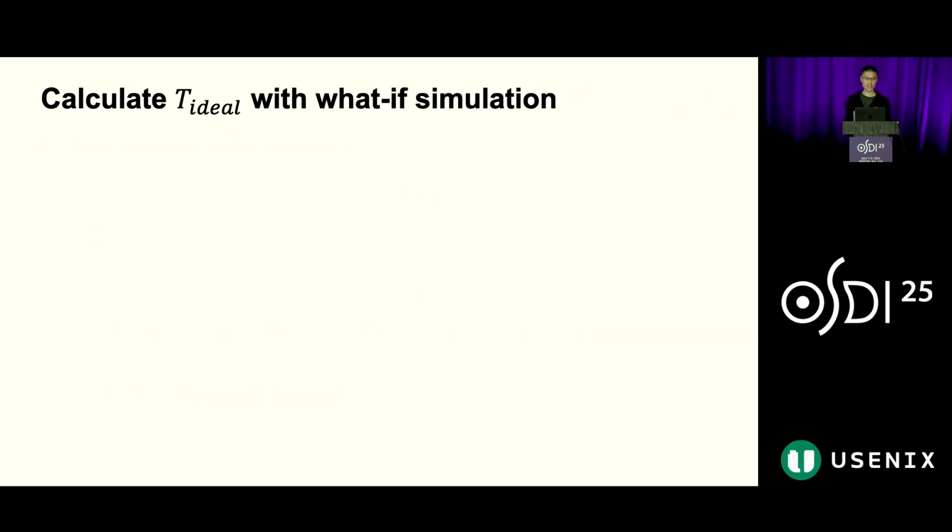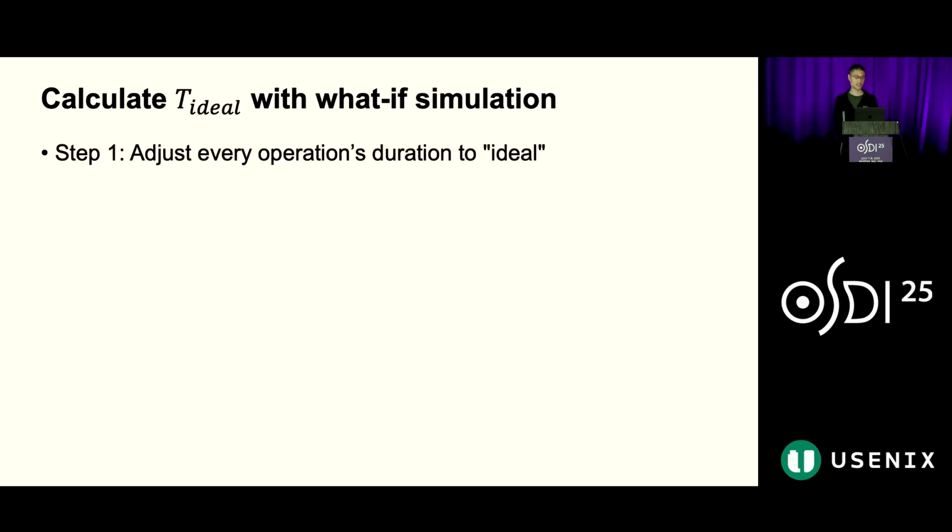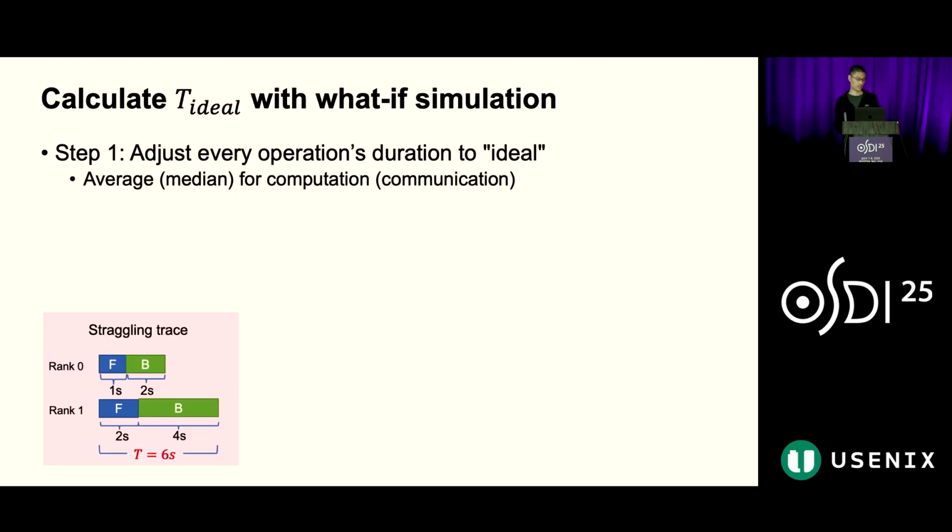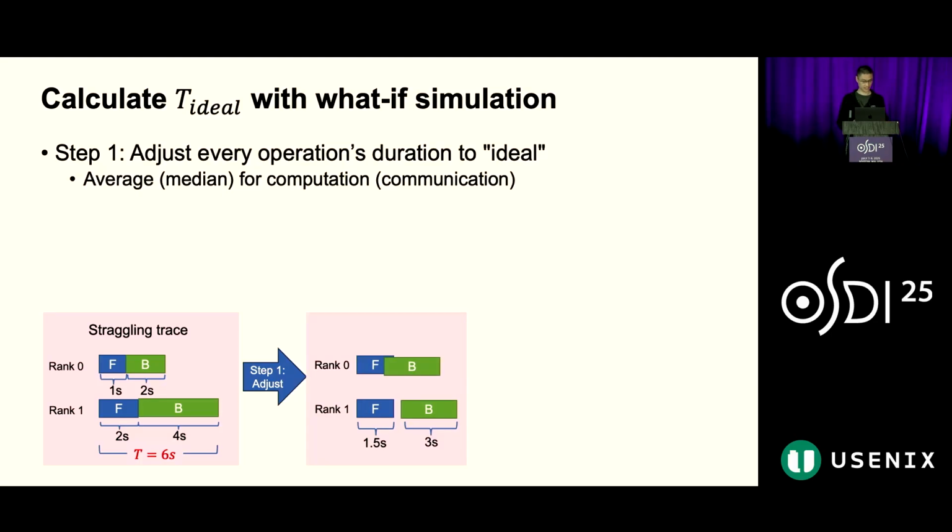And we calculate this T_ideal using what-if simulation, which consists of two steps. One, adjusting every operation's duration to an ideal value, which is determined by taking the average for computation operations and the median for communication operations. So let's take a look at this example. You have a straggling trace where rank 1 is assigned more workload than rank 0. So the first step is to adjust all the operations to the ideal one. In this case, we take the average. So you see the operations of 1.5 for F here.